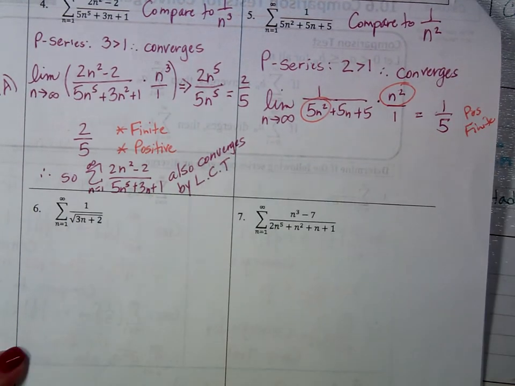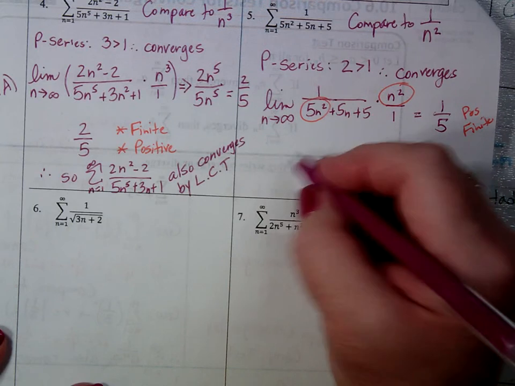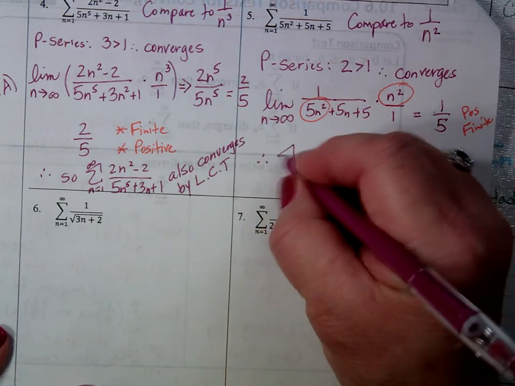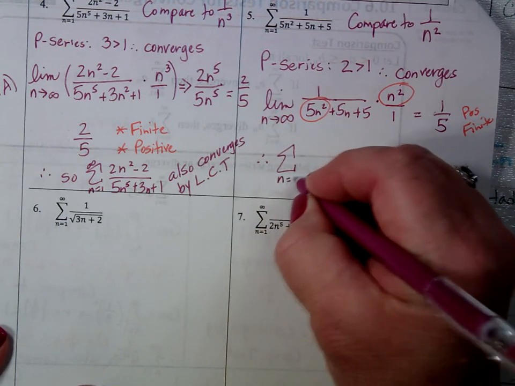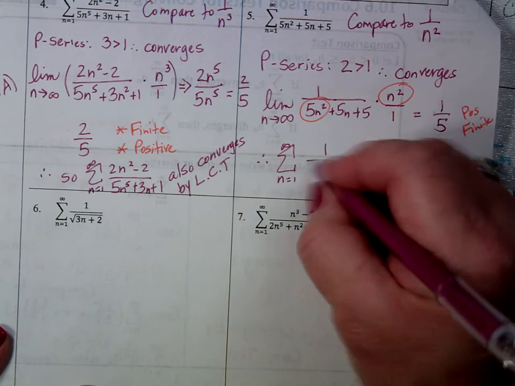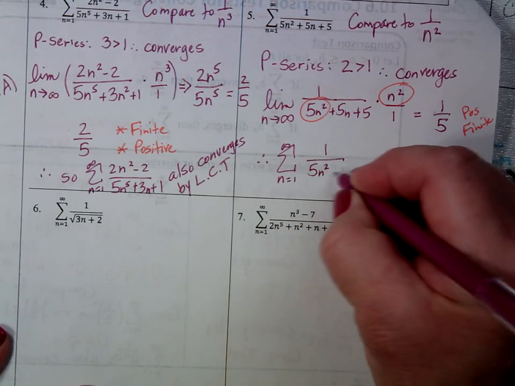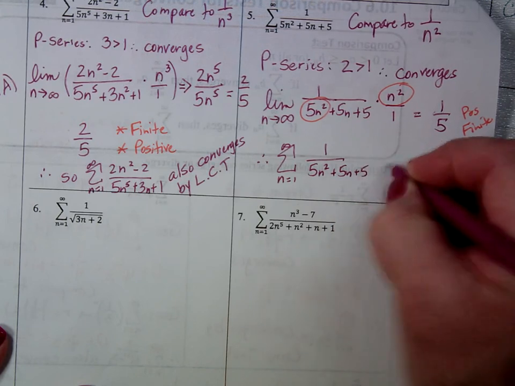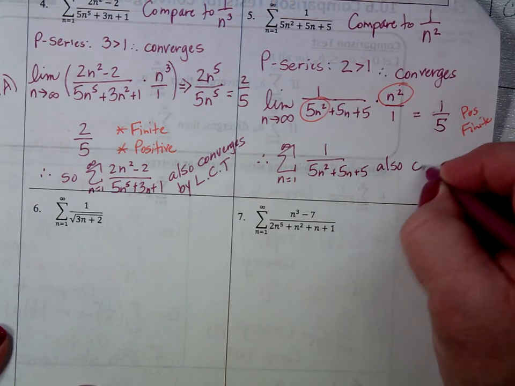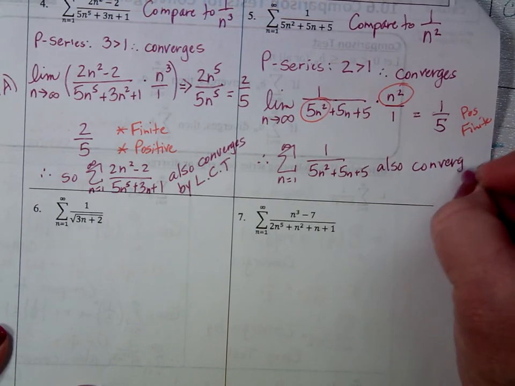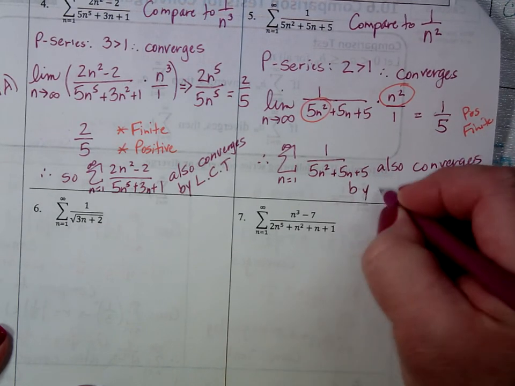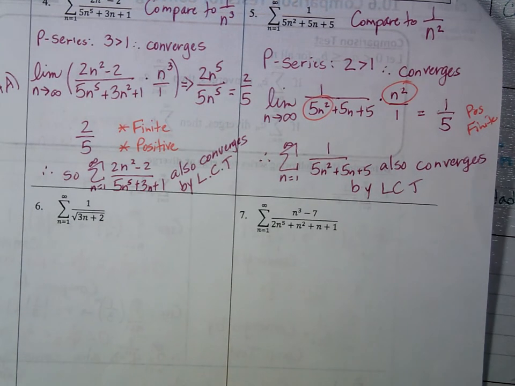And so I can say, therefore, my original summation here, n equals 1 to infinity of 1 over 5n squared plus 5n plus 5, also converges by the limit comparison test. Now, are they all going to converge? Because so far it seems like they're all using p-series and they're all converging here, and the answer is nope. All right, so let's try another.